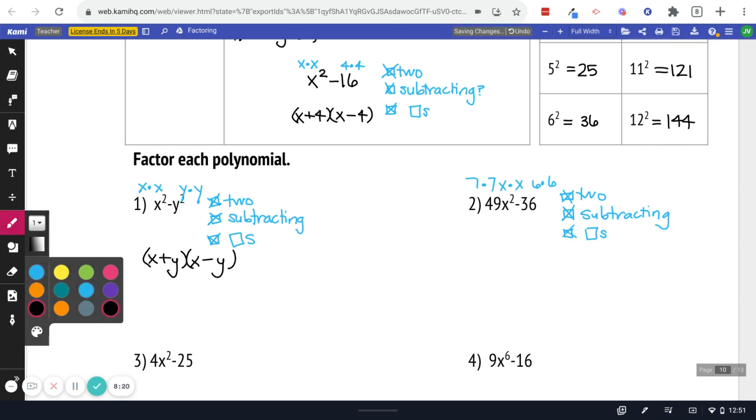We're going to set up our parentheses. Parenthesis it up with a plus and a minus. Before the plus, we're going to use the 49, x squared. So that's going to be a 7 with an x and a 7 with an x. And then after the plus and after the minus, we're going to go 6 and 6.